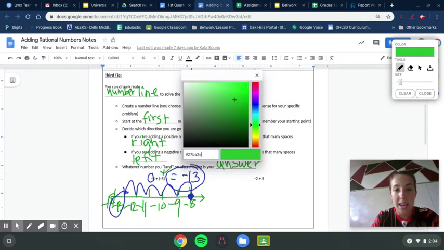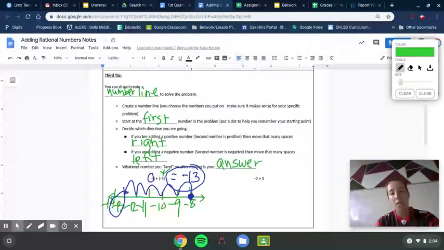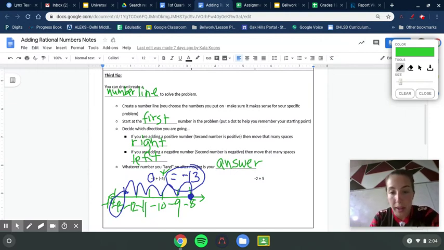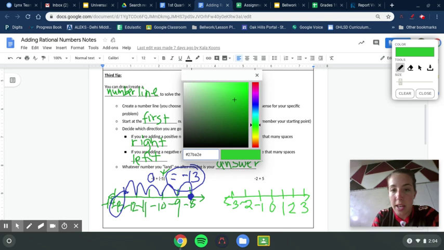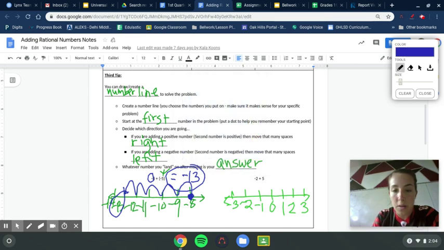Okay? Then I'm going to go ahead and do my second problem. So I have 2 plus 5. So when I create my number line, or I'm sorry, that's -2 plus 5. I know that I'm going to start at -2. So -2 has to be on my number line. Then I can go ahead and add the other numbers here. Okay, so my first number is going to be -2. So when I put my first dot, I'm putting it on -2.